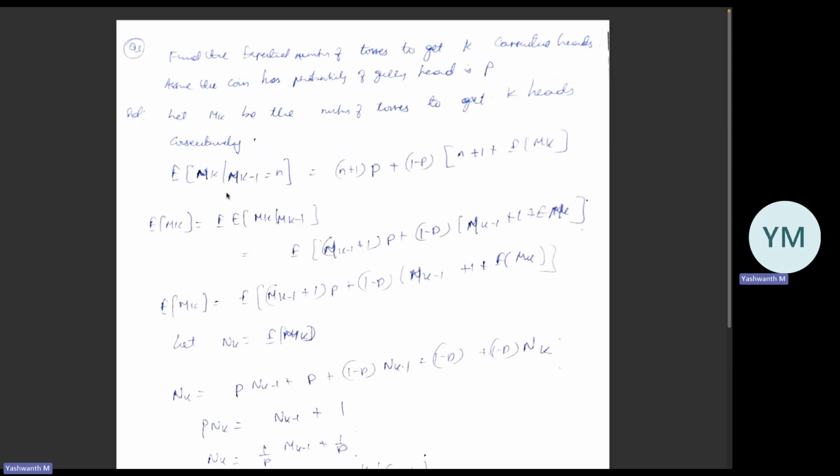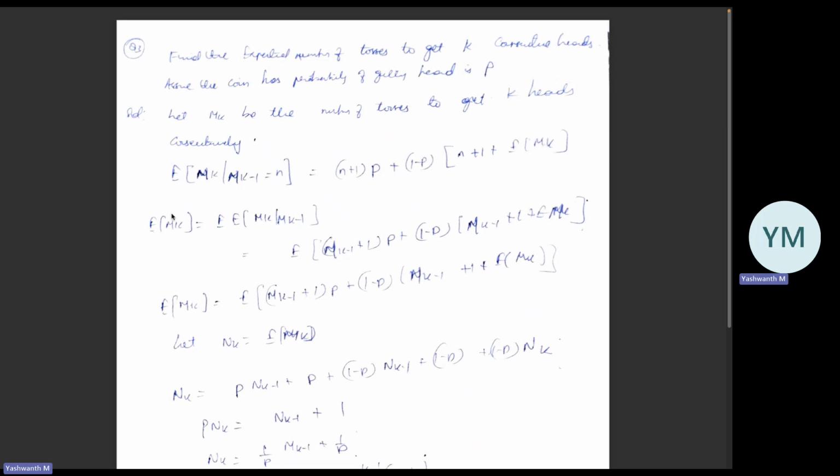So one reasonable variable to condition on is the number of tosses required to get k minus 1 heads, right? So just conditioning on this, if we get head, we are done, because in n plus 1 tosses we got it, and if we don't get head, we already had n tosses plus 1 toss, and we start all over again.